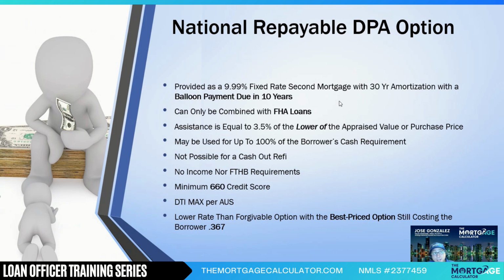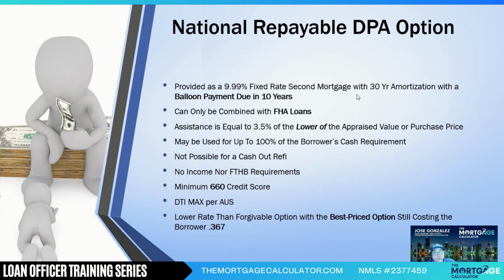The repayable option that we're going over tonight can only be combined with FHA loans. The forgivable option can be combined with, like I mentioned earlier, USDA or FHA. It's 3.5% of the purchase price or appraised value, whichever is lower, is the amount of the assistance. And this can be used for up to 100% of the borrower's cash to close requirement. Depending on how you structure the deal, they don't have to bring any money to the table. Minimum 660 credit score for this one, like I mentioned. DTI max is per AUS.